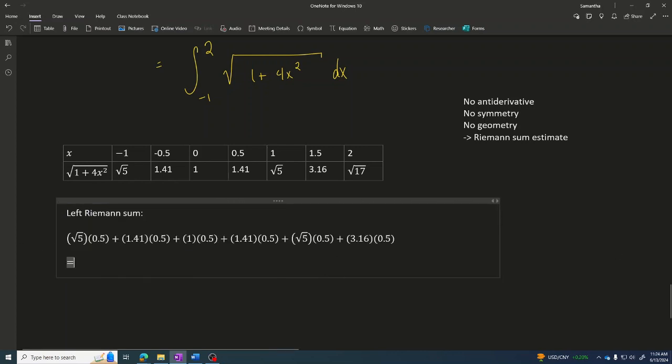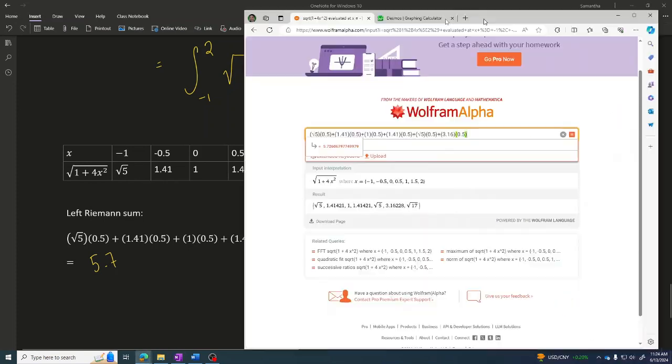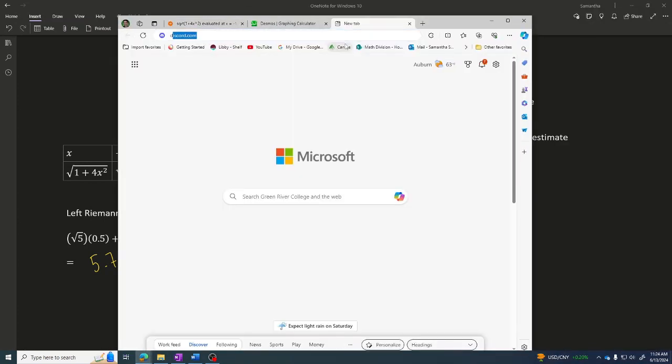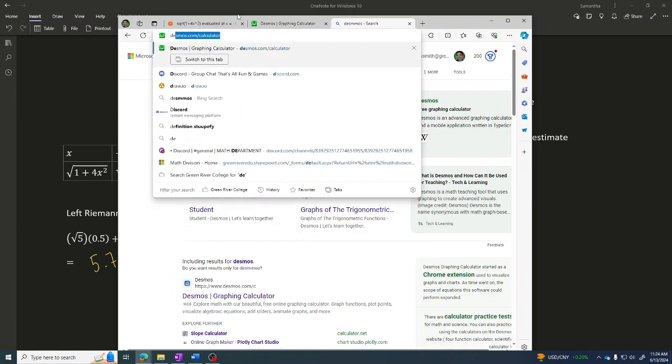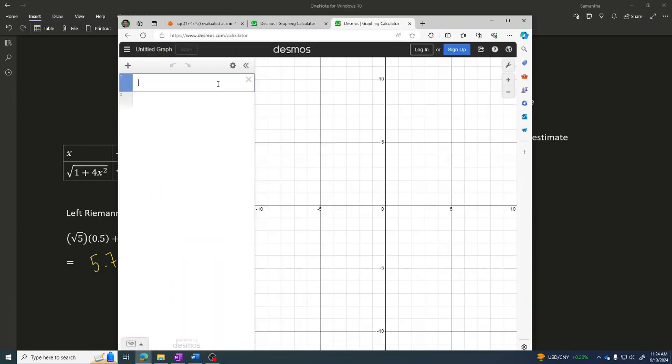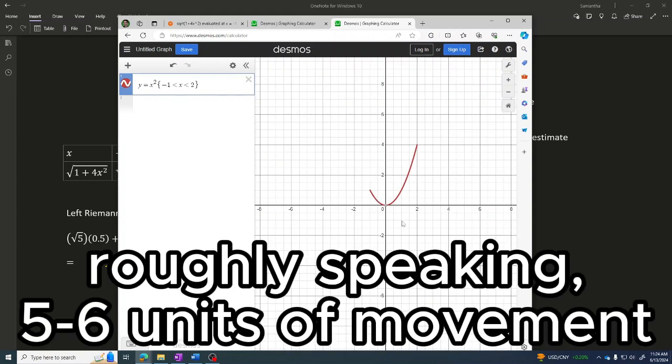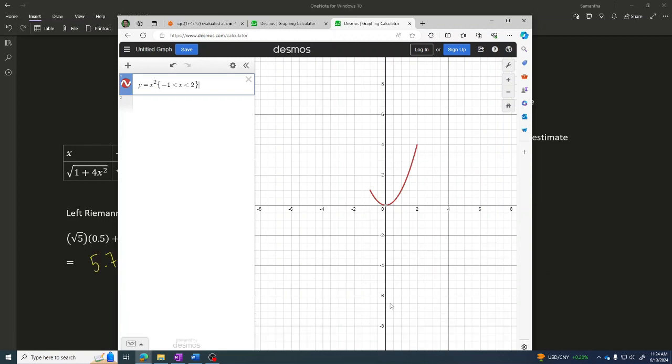Okay, now that I've written down that left Riemann sum, let's go ahead and get an estimate of the value. According to my calculator, this is roughly 5.7 units. Again, that feels right to me. If I go back to the picture that showed me the track of the object's movement, this picture of y equals x squared between -1 and 2, it feels about right that it was roughly 5 to 6 units of movement.